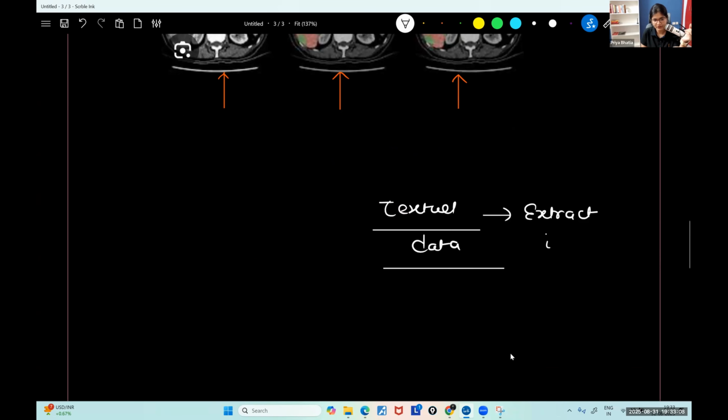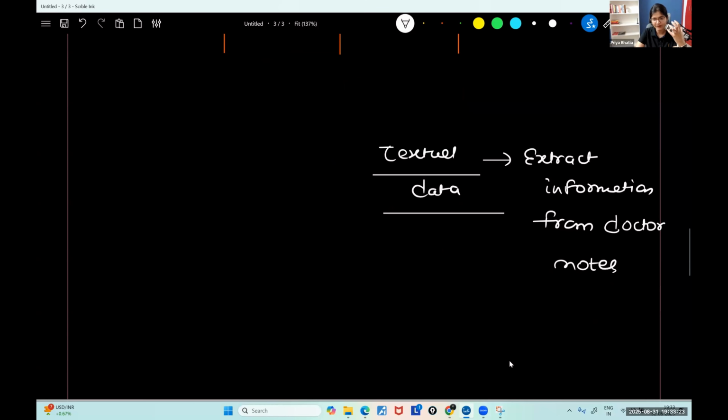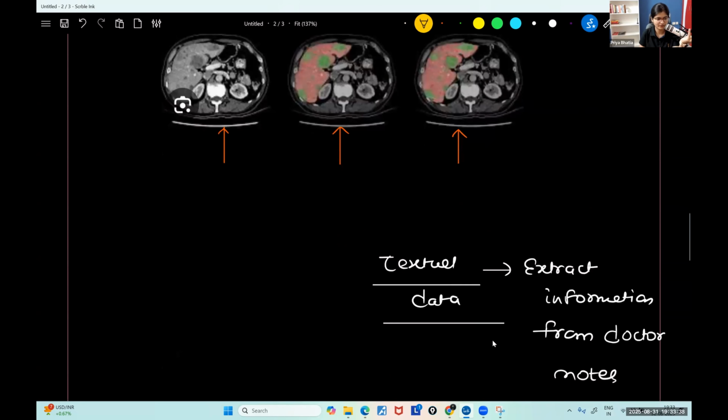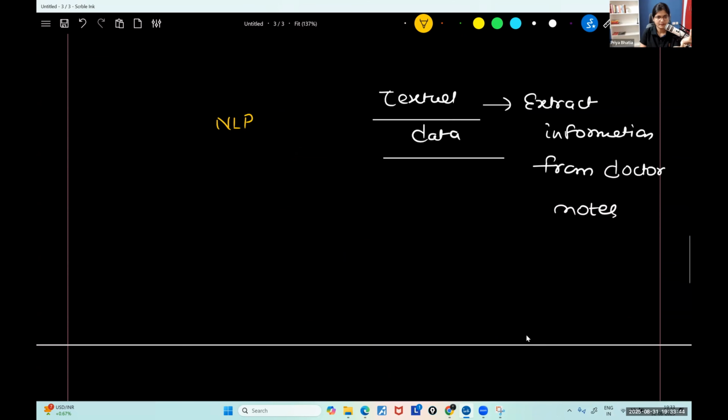Maybe you want to extract information from doctor's notes. Obviously, you might not be able to extract the important information manually, but you can create one model which will be able to extract and give you the important information, like a prescription. In that specific case, we should have an understanding of the NLP domain, natural language processing.